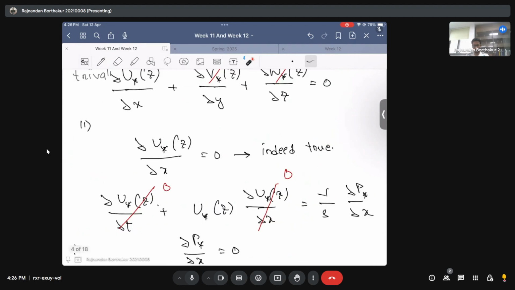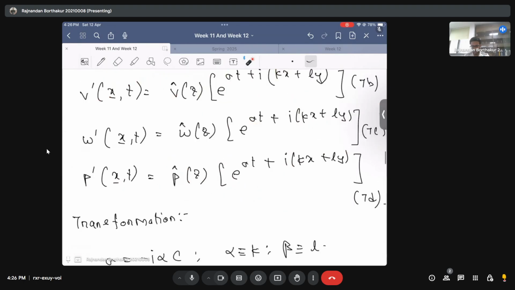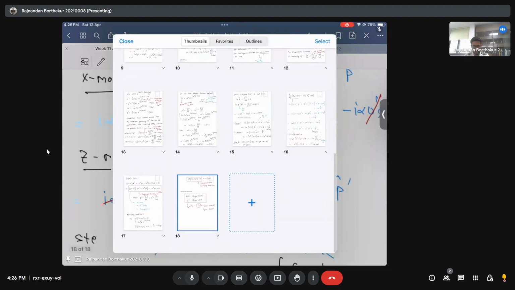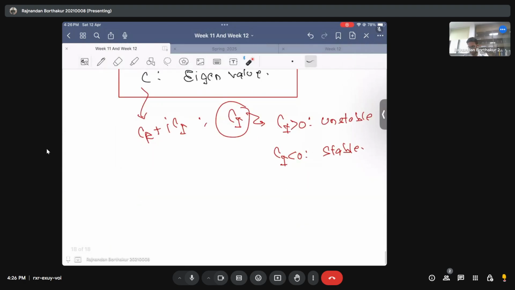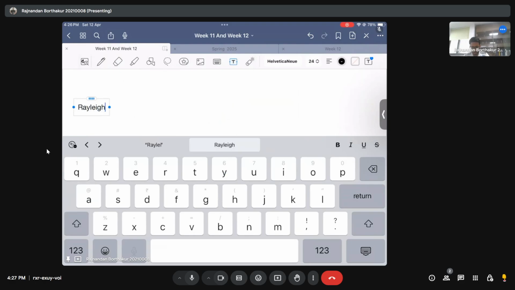So since we have a couple of minutes more, I will write down the Rayleigh inflection point criteria, but I'll explain this in the next class. Okay. So there is a criteria, it's called the Rayleigh inflection point criteria.